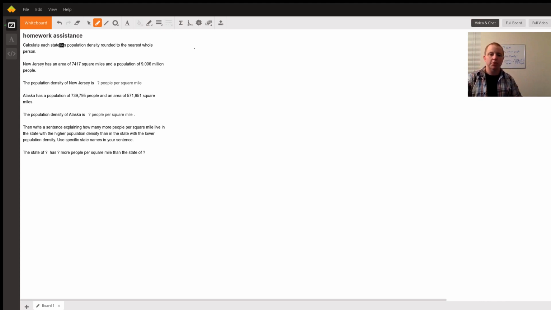So we want to round to the nearest whole person. So it's people per square mile. It's not million people per square mile. If it said million, we would be able to keep it in million. But we can't because it's going to be the nearest whole person. So we actually have to type this as millions in our calculator. Okay. So we have our calculator. Now, how would we put that in our calculator if it is million?